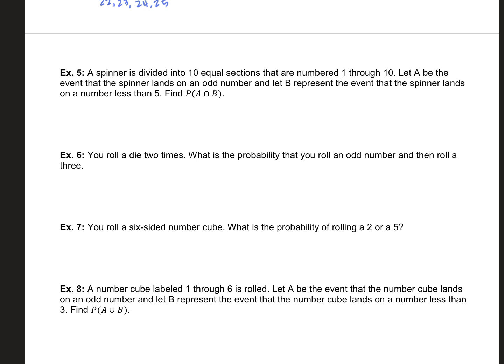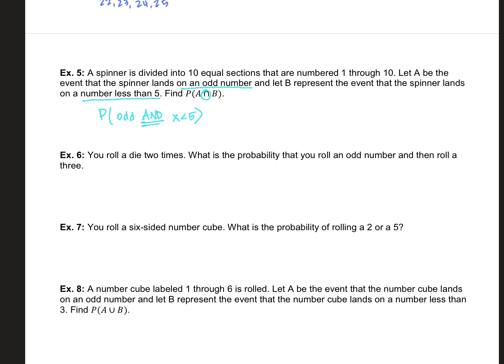They're wanting us to find the probability of event A, which we said was landing on an odd number, and this symbol right here means and. Then event B is that the spinner lands on a number less than 5. So that's what they want us to find right there: the probability that the value we land on this spinner is odd and less than 5.